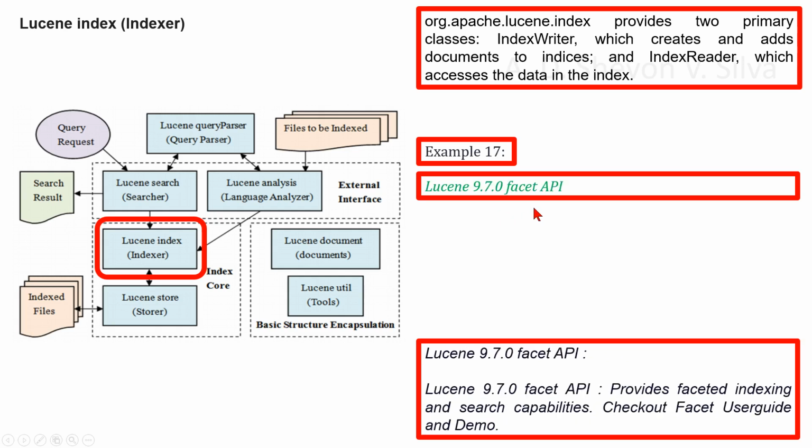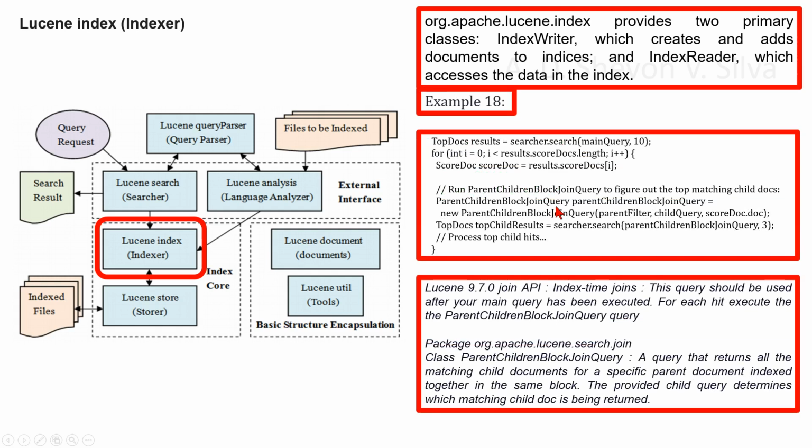Now we are considering the Lucene 9.7.0 Facet API. Lucene 9.7.0 Facet API provides facet indexing and search capabilities. Now we are considering index time joins in the Lucene 9.7.0 join API. It's Lucene's join module.